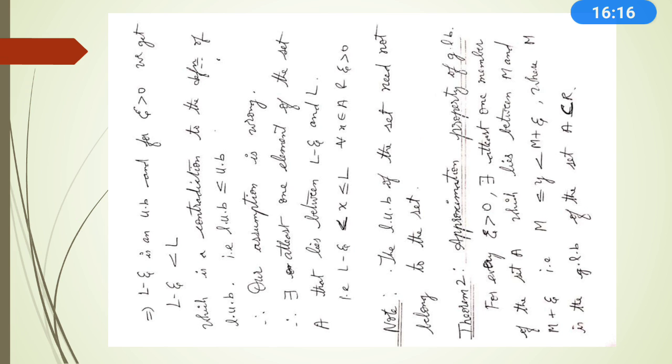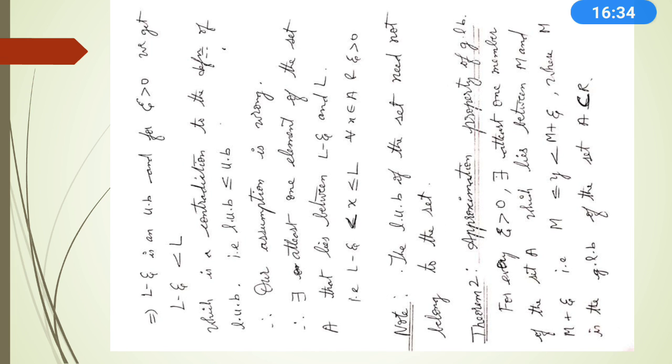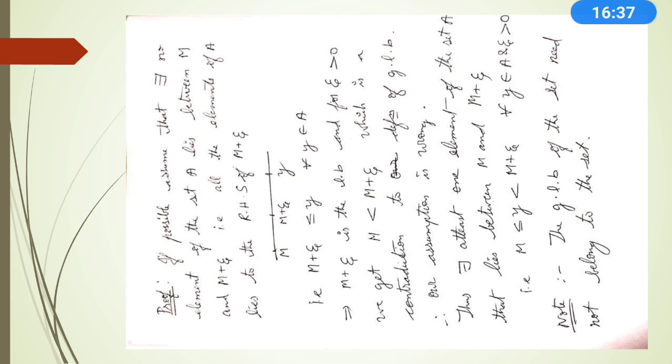We'll see the next theorem, the approximation property of the greatest lower bound. So for every epsilon greater than 0, there exists at least one member of the set A which lies between m and m plus epsilon, where m is the greatest lower bound of the set. Okay, so in a similar way we have to prove it. So suppose there is no element between m and m plus epsilon. Where will the elements be? The elements will be to the right of m plus epsilon.